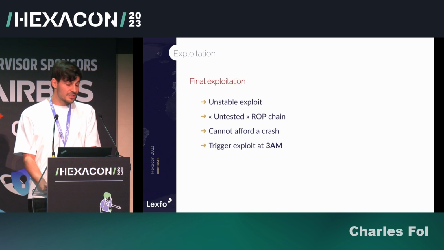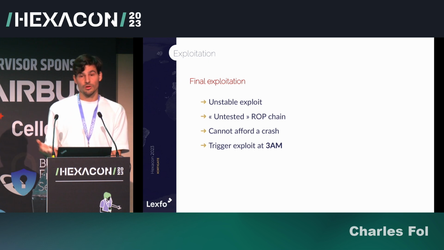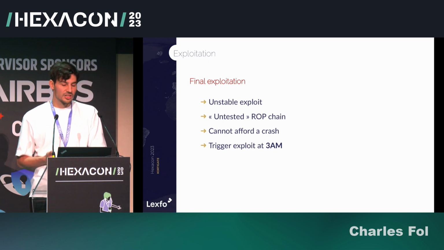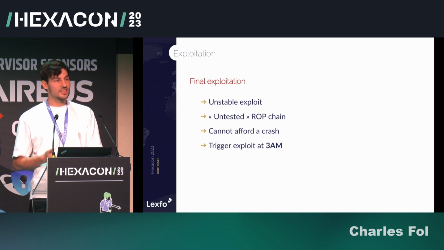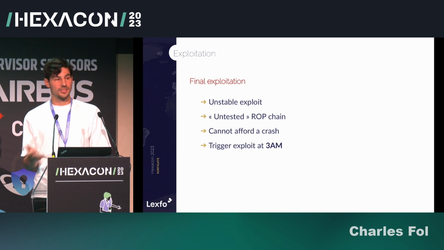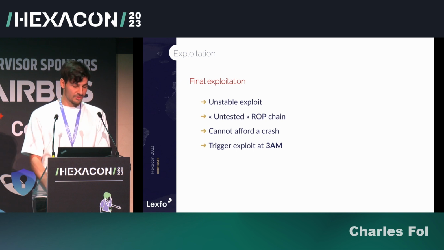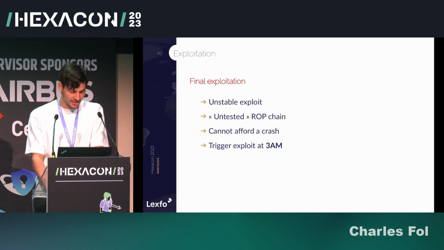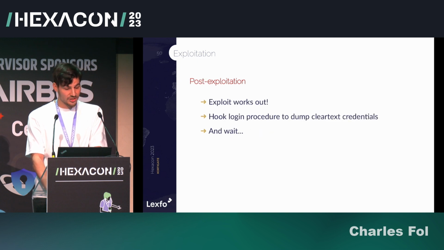So I was ready to test it, but obviously, really unstable exploit, untested ROP chain, so I can't really afford a crash. So instead of trying to do it during office hours, I just tried to exploit at 3 a.m. when nobody is on the VPN. And that was probably the safest thing that I did in this thing, because it actually worked out.